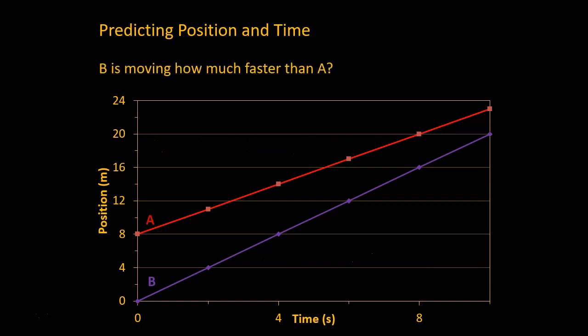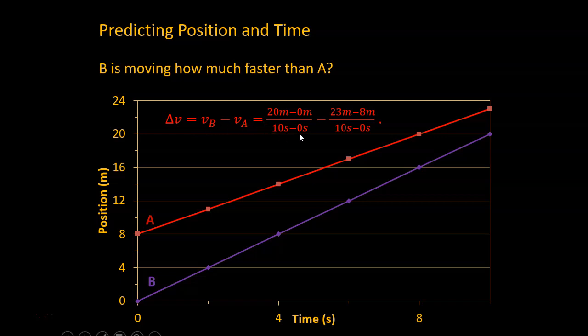We can also be asked how much faster B is moving than A. So we know by looking at the slopes that B is moving faster than A because the slope of B's position time graph is steeper than A's position time graph. But we can also calculate how much faster. So how much faster would be the difference in velocity, delta V, and it would be B's velocity minus A's velocity.